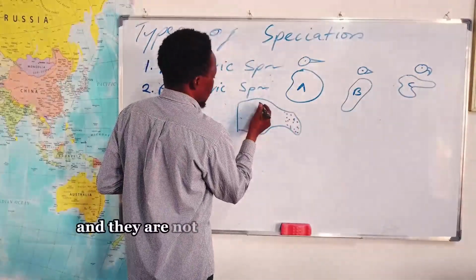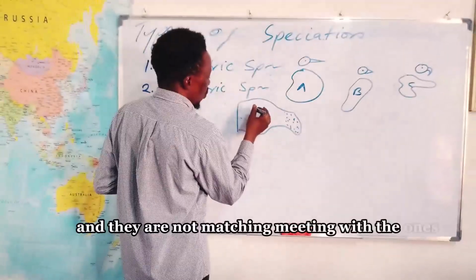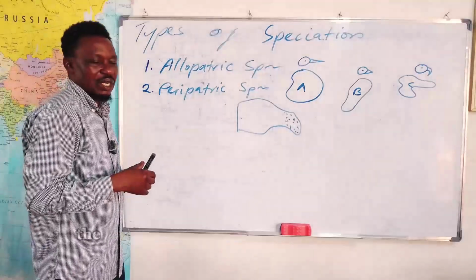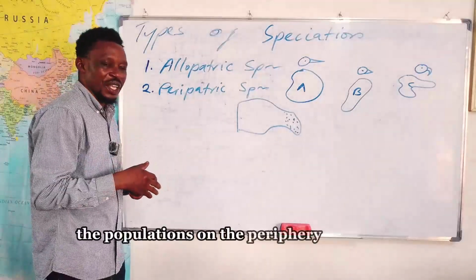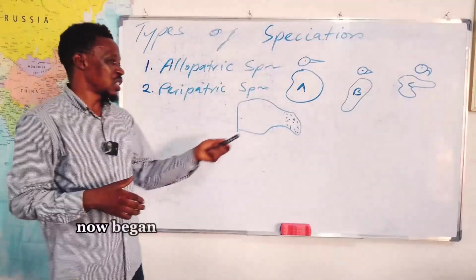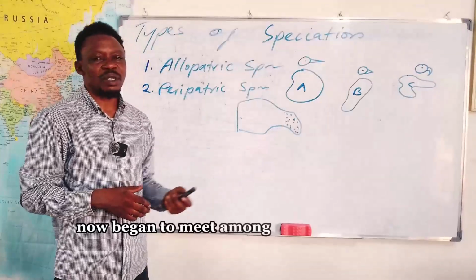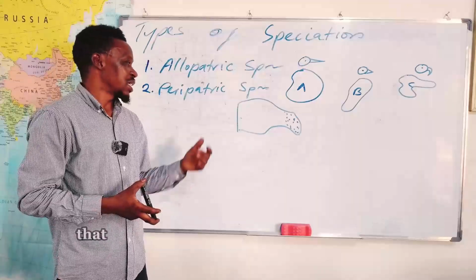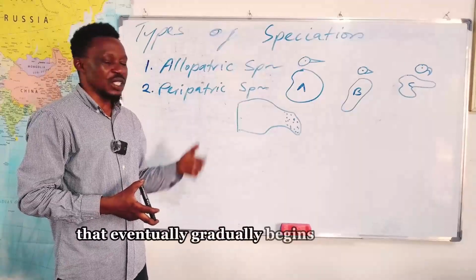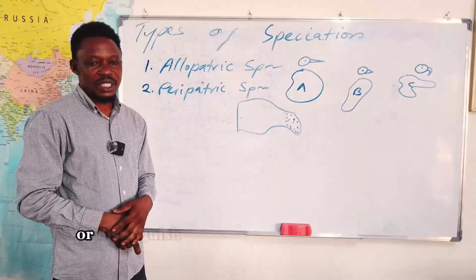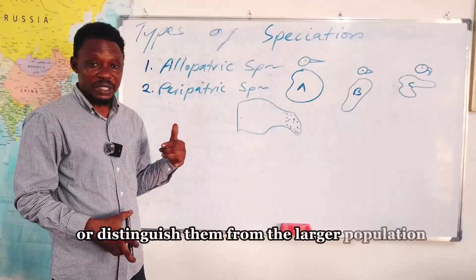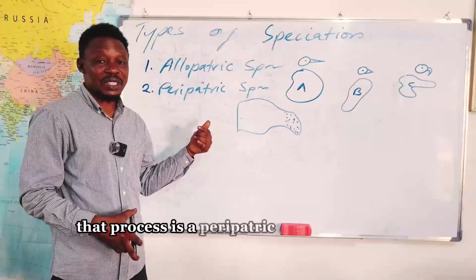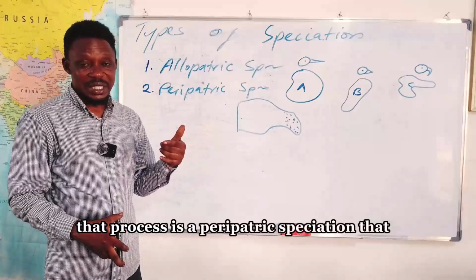And they are not mating with the ones here. They are on the edge. Those on the edge, the populations on the periphery, now began to mate among themselves and develop unique characteristics that eventually, gradually begin to separate them or distinguish them from the larger population. That process is peripatric speciation that is taking place.